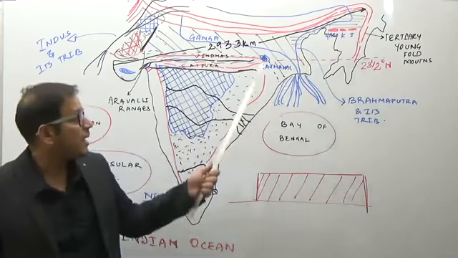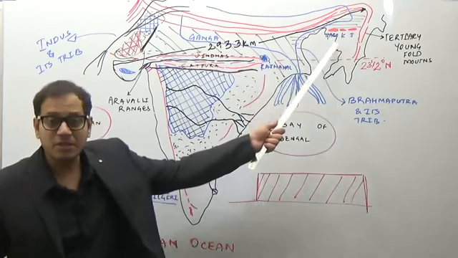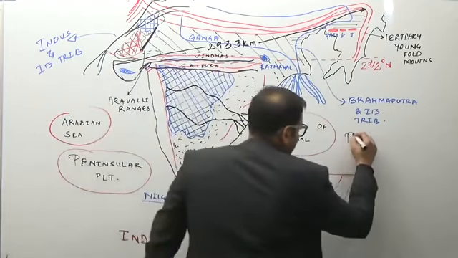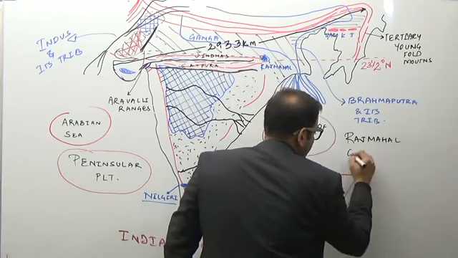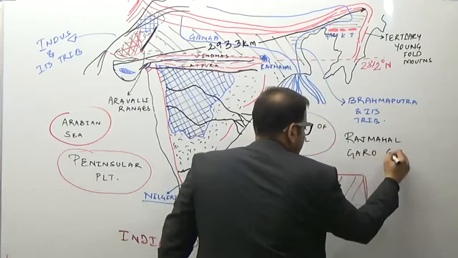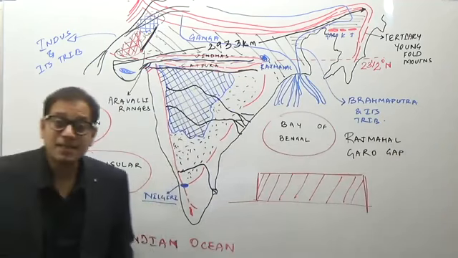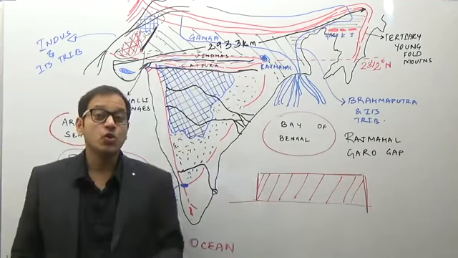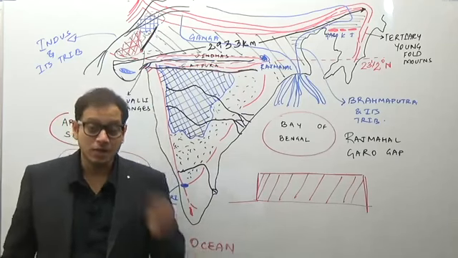It is separated by a gap on the basis of this Rajmahal Hills and this Garo Hills as the Rajmahal Garo Gap. It is separated by the Rajmahal Garo Gap. So the Rajmahal Garo Gap separates the Meghalaya Plateau region from the Peninsular Plateau region, though the Meghalaya Plateau region is a part of the Peninsular Plateau region.